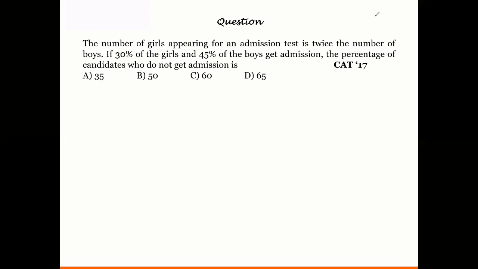It says the number of girls appearing for an admission test is twice the number of boys, 30% of the girls, 45% of the boys. What do we mean by 30% of the girls? It is 3 by 10 of the girls, right? And 45% of the boys. 45% means 45 divided by 100, or you can also say 9 by 20 of the boys.